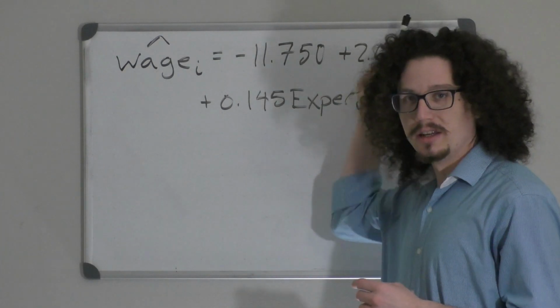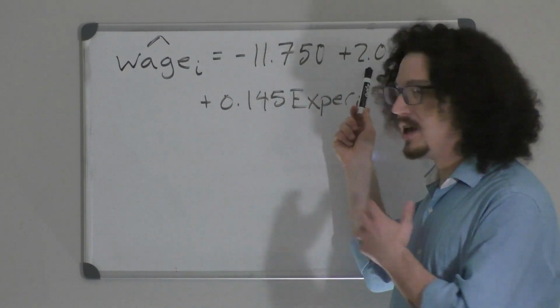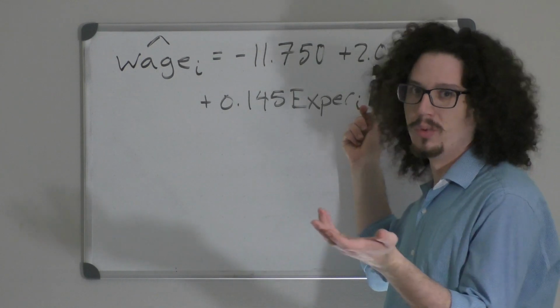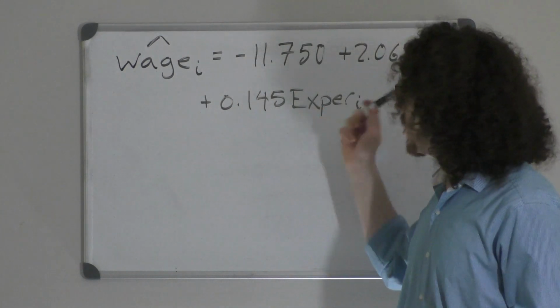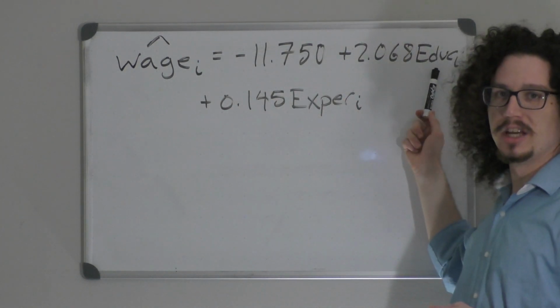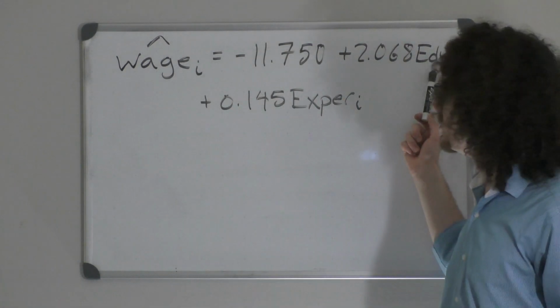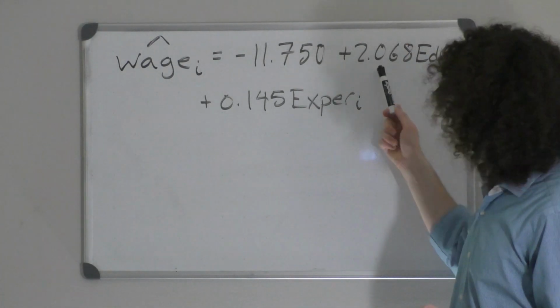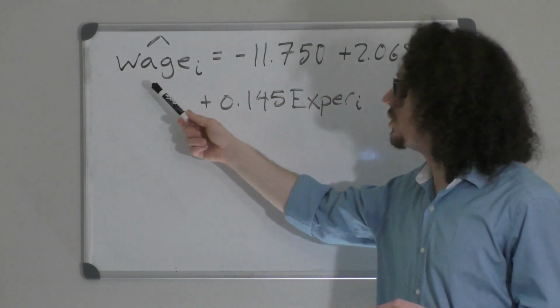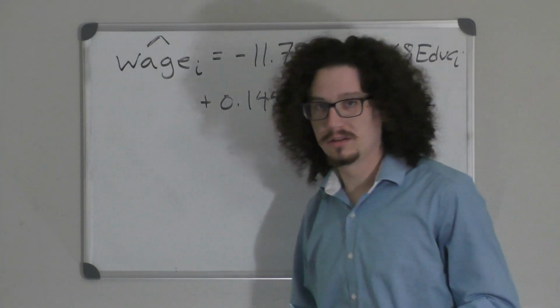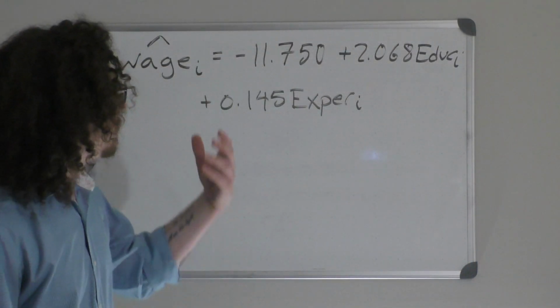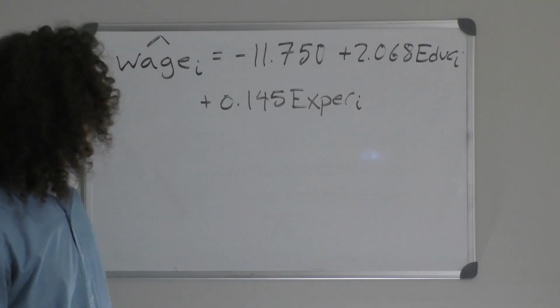Right? We also want to make sure that we keep things in the units, right? A 1 unit change in X leads to a B1 unit change in Y. We want to make sure education is in years, so those are the units. 1 year increase, $2.07 increase in wage, because wage is in dollars.